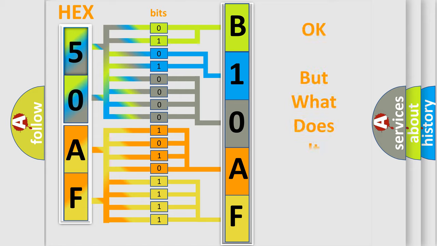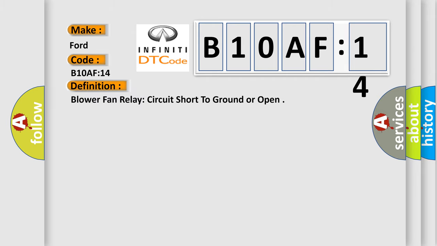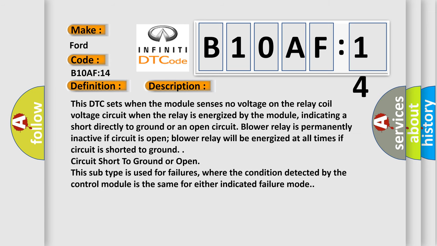The number itself does not make sense to us if we cannot assign information about what it actually expresses. So, what does the Diagnostic Trouble Code B10AF-14 interpret specifically for Infiniti car manufacturers? The basic definition is blower fan relay circuit short to ground or open. And now this is a short description of this DTC code. This DTC sets when the module senses no voltage on the relay coil voltage circuit when the relay is energized by the module, indicating a short directly to ground or an open circuit.